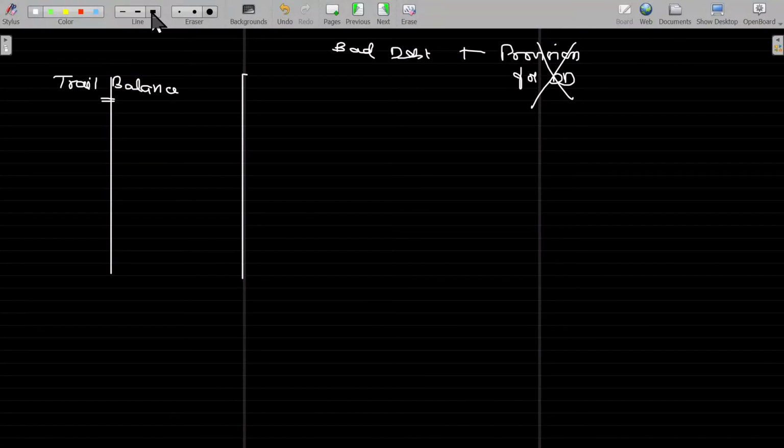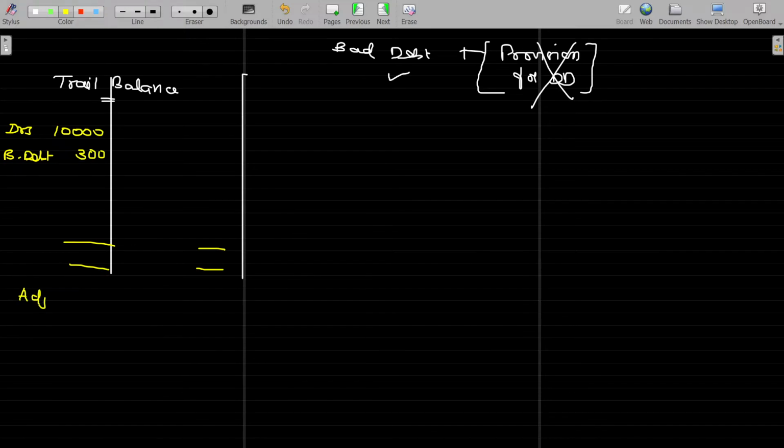Now let's discuss an example for bad debt without provision for doubtful debts. We have debtors on the debit side, rupees 10,000, and we have bad debt of 300 rupees in the trial balance, apart from the other accounts. In adjustment, we have been given bad debt, rupees 200.